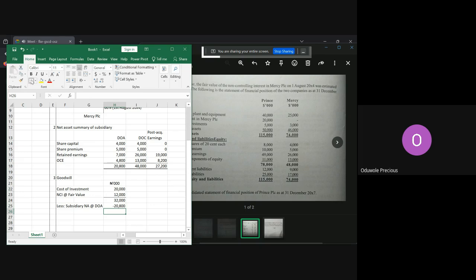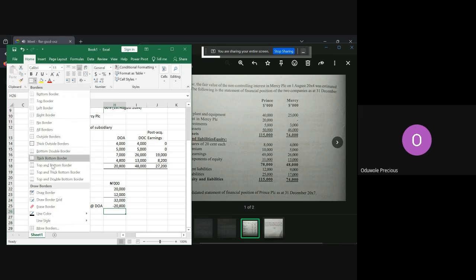So what we are trying to get is, don't forget I told you that goodwill is the extra value of what you paid over the value of the company bought. It's just like someone is telling you that this thing is sold for 5,000 and you say okay, I'm ready to buy this thing at 6,000. So the extra value is the goodwill. So now let us get our goodwill.